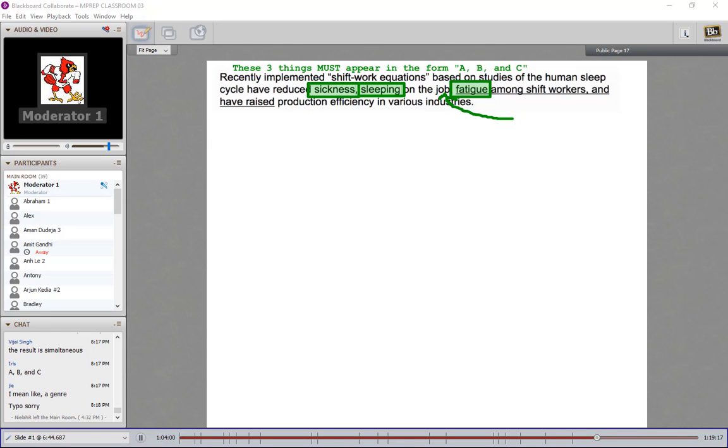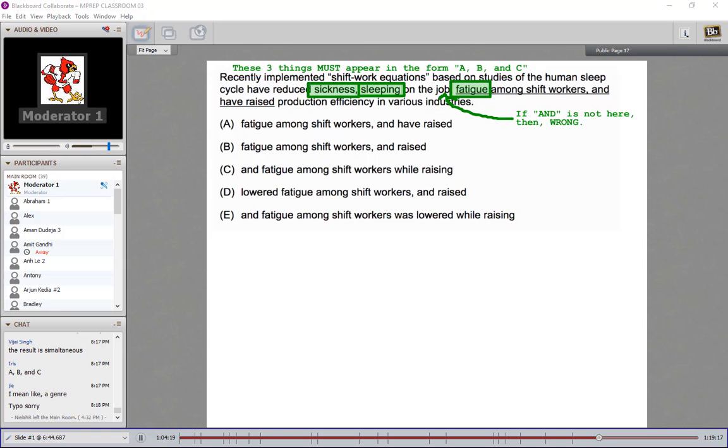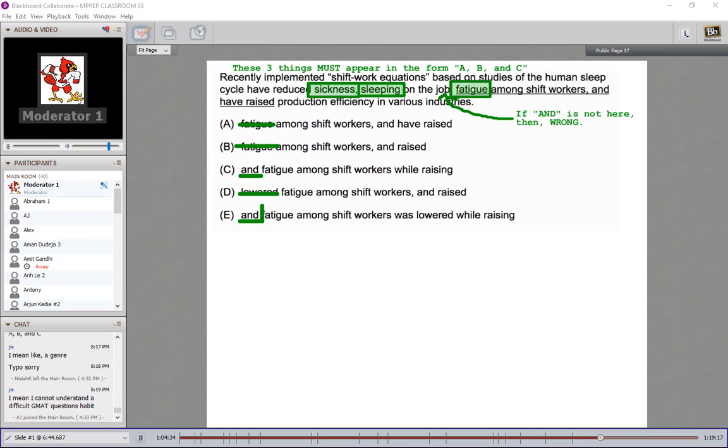And so first word of the underline, it has to be "and." If it's not, wrong. Period. End of story. No reason to look past the first word. Well, look at that. That means that three choices are immediately gone. Gone, gone, gone. Anything that does not say "and." The only choices that are left are C and E.